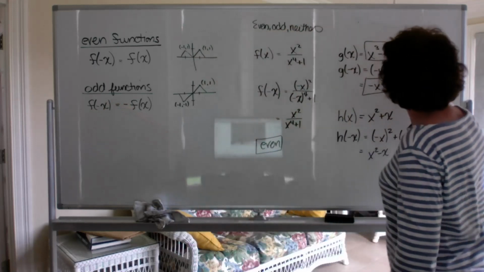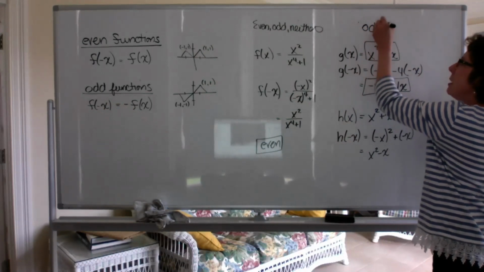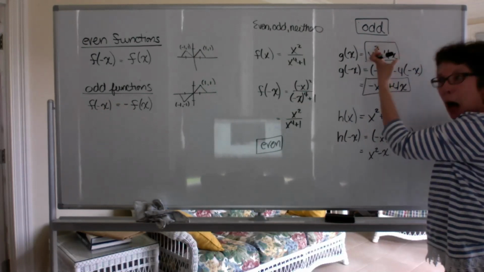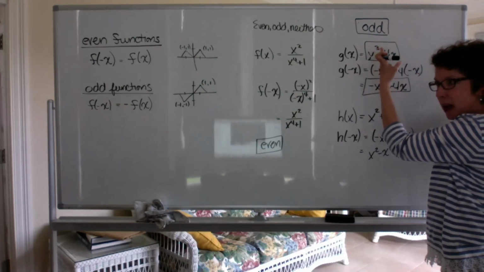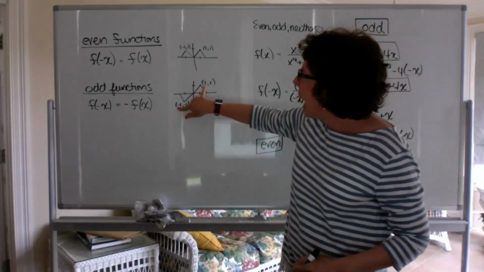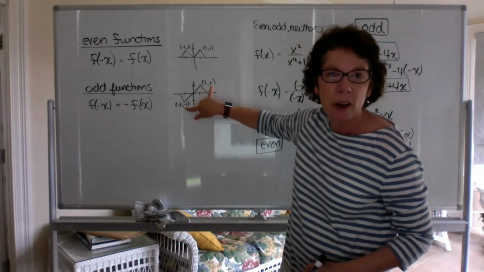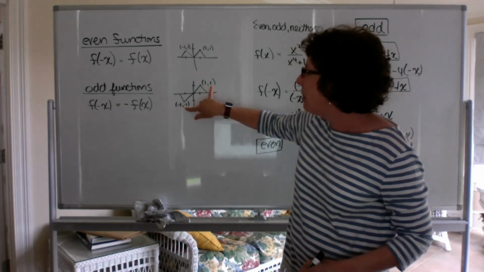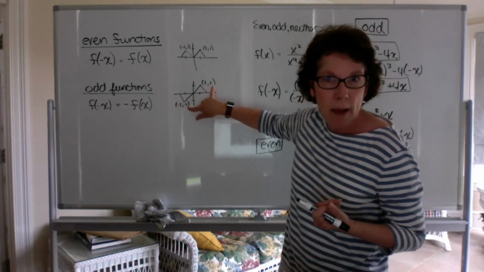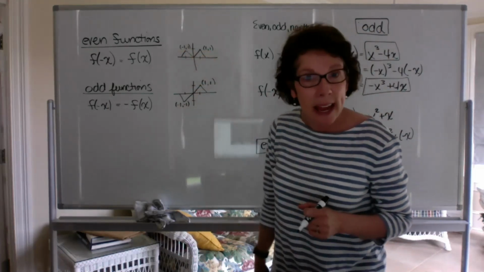So this g function is an odd function. It is an odd function because I plug in negative x, I get the opposite answer, okay? When I plug in negative x over here, I get the opposite answer of what I got for y originally here. And that's why it is odd, okay? You plug in the opposite x and you get the opposite y. Here, you plug in the opposite x and you get the same y.